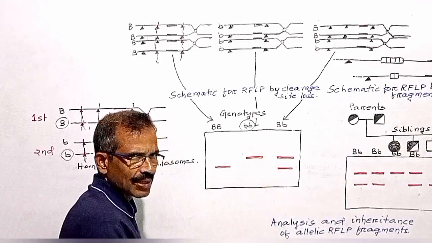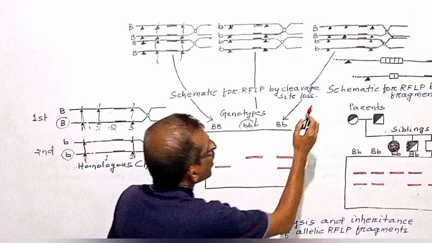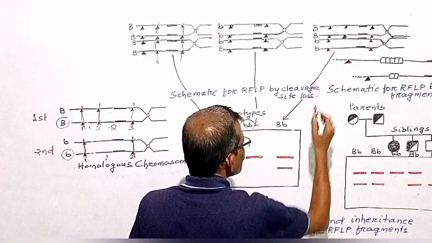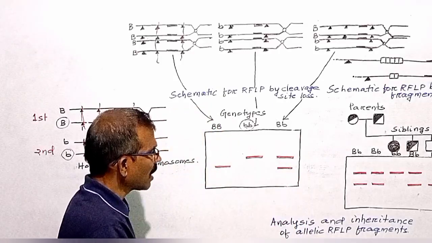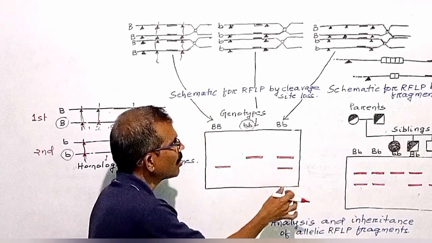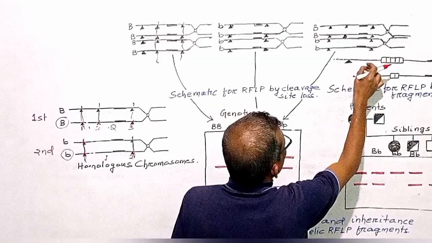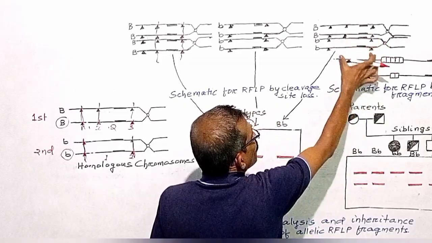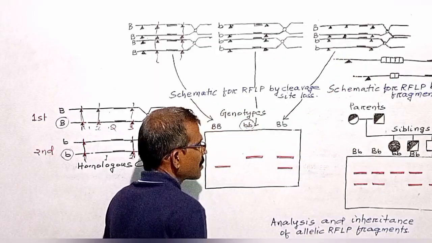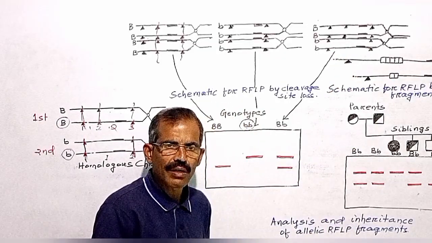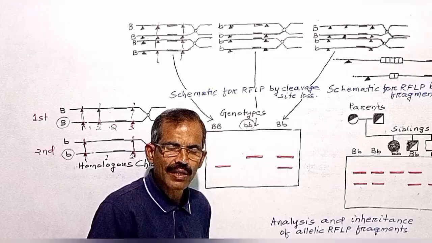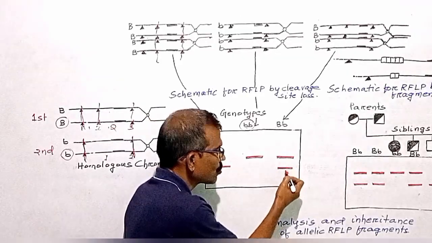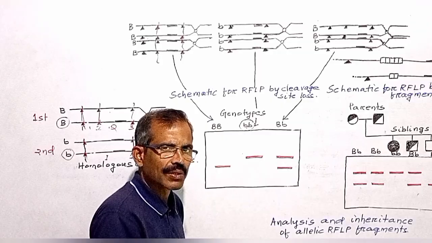In case of the third genotype, in which one chromosome has three recognition sites and the other has two, we will get two bands, because from one chromosome we are getting a small fragment and from the other chromosome we are getting a larger fragment. So the smaller and larger fragments will migrate at different rates. As a result, they will form separate bands which can be detected by hybridization.